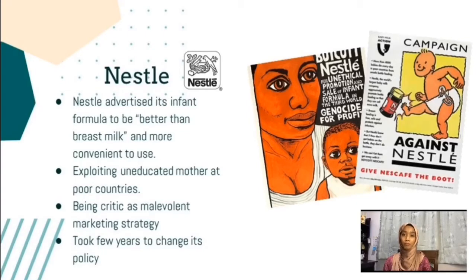kidney problems. The company exploited uneducated mothers in third world countries by recommending that mothers begin to wean their baby off breast milk at 6 months, saying that it can make the baby anemic if it is not done. The World Health Organization (WHO) was against their statement. Nestle was critiqued for using malevolent marketing strategy. Nestle took several years to change its policy.